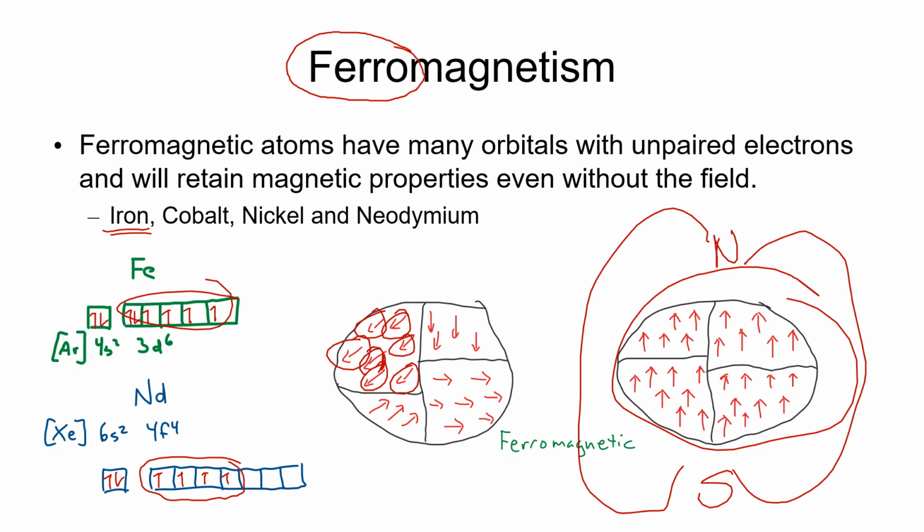A neat experiment you might want to try is making a compass out of a magnet and a needle. You can check that out on YouTube. Good fun using ferromagnetic substances.